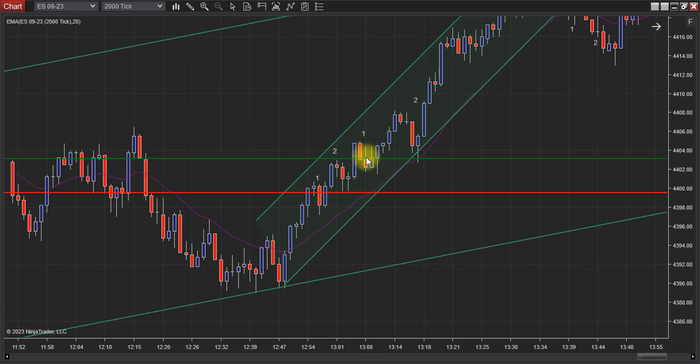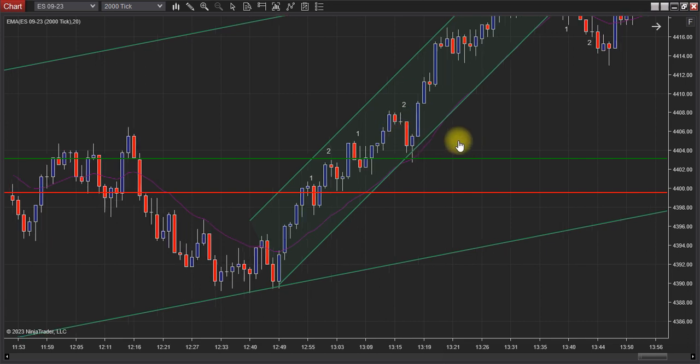Let's see, here's first entry short again. This is actually back where it was, we do not go above the previous high. So this is still first entry short, push up, second entry short here.